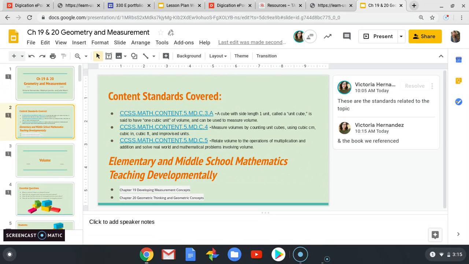And like I said, students will need to know prior formulas, even with addition and multiplication, because that is how you get volume. And chapter 19 and 20 in our section was developing measurement concepts, and chapter 20, geometric thinking and geometric concepts.